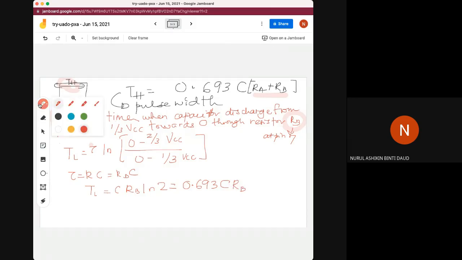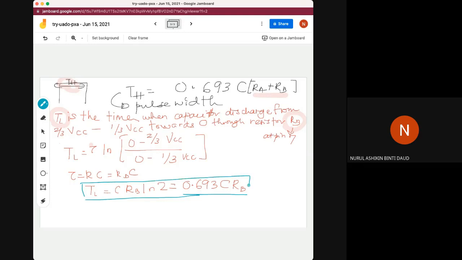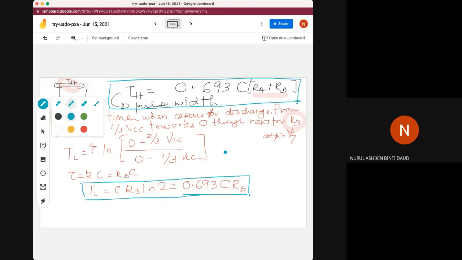So these are the formulas to calculate the TL value, and these are the formulas to calculate the TH value. All right. So to get the total time, TH plus TL, which is 0.693 C (RA plus RB) plus 0.693 C RB, you will get the total time of this oscillation.